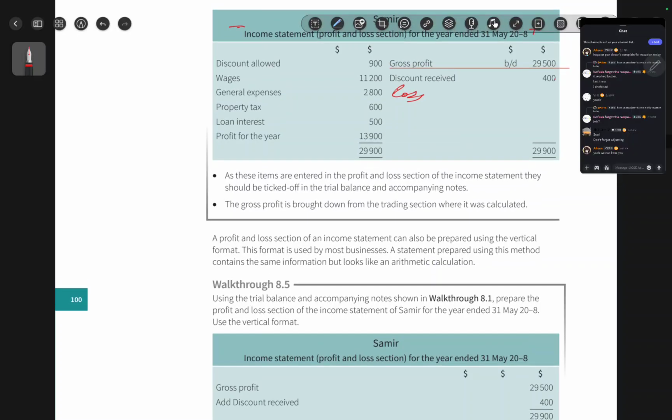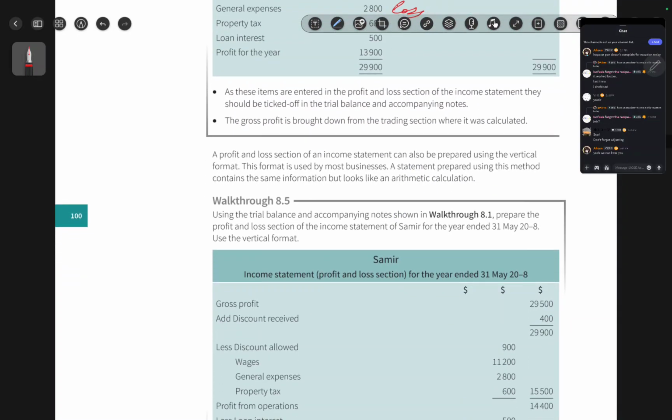The gross profit came from the trading section. A profit and loss section of an income statement can also be prepared using the vertical format used by most businesses. A statement prepared using this method contains the same information, but again looks like an arithmetic calculation because it's all add and subtract.